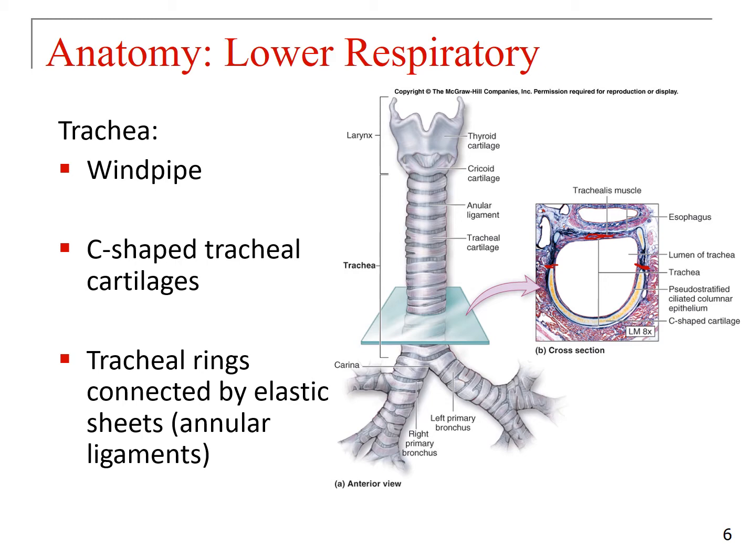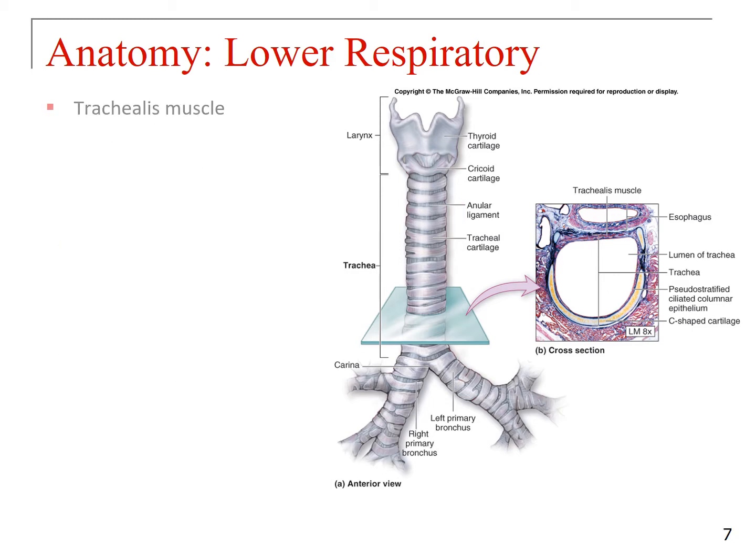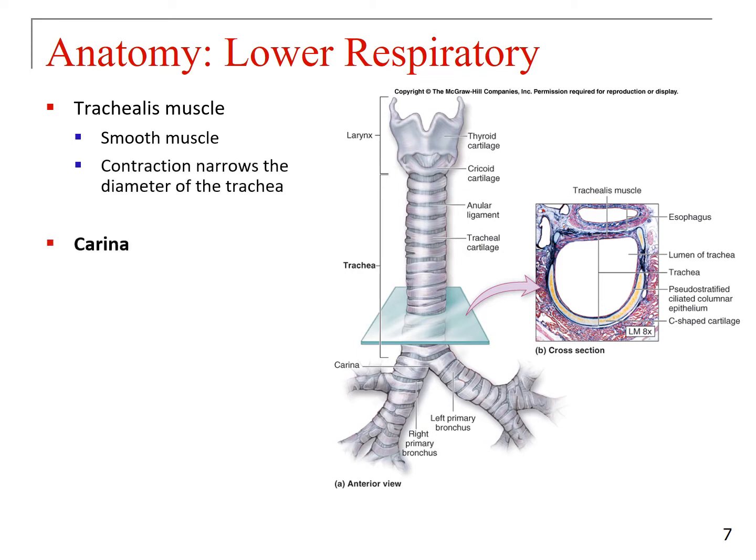Okay, so these tracheal rings get connected to one another by the annular ligaments. So that's going to be right here, and you can see that they are in between these cartilaginous rings. The trachealis muscle, again, is smooth muscle, and when it contracts, it can narrow the diameter of the trachea, but it can also give you a little bit of give if food is passing through the esophagus directly behind it. Again, right here on the diagram, you can see that the esophagus is right behind the trachea.